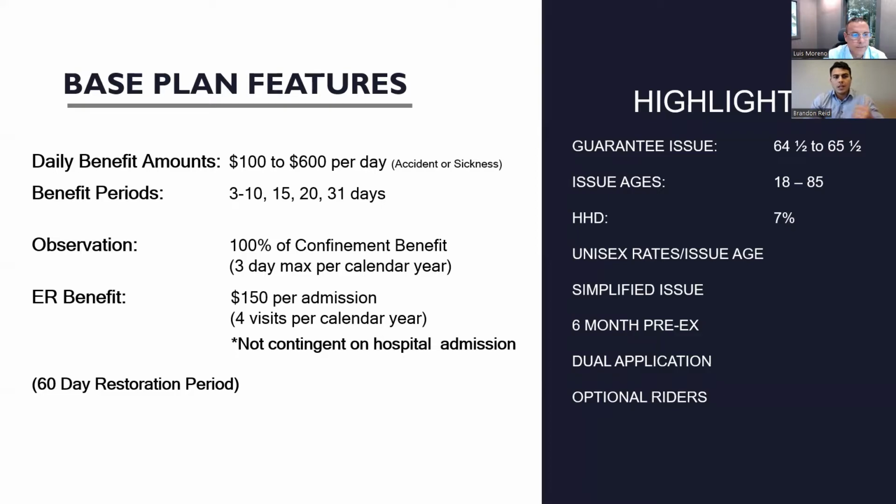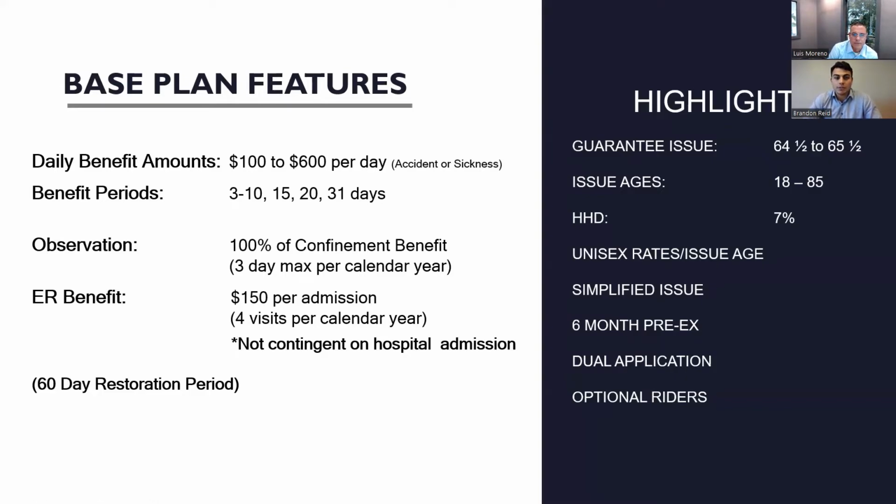So moving on, our plan also pays on observation. In order for this top benefit to pay for an inpatient hospital stay, you have to be in there for a full 24 hours, 1 day in the hospital. However, if somebody's put in observation, even for 1 hour, we can pay 100% of that hospital indemnity benefit up top, up to 3 days per year in observation.